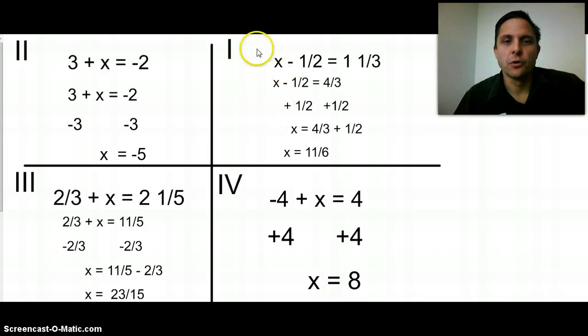First order equations are called first order because the exponent on x is 1. And again, this is a fairly simple type of problem to get us started.